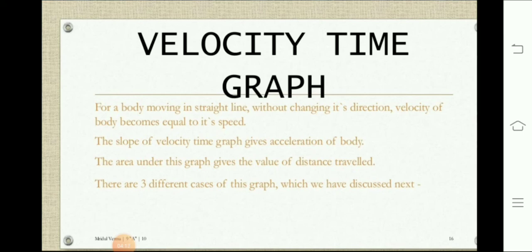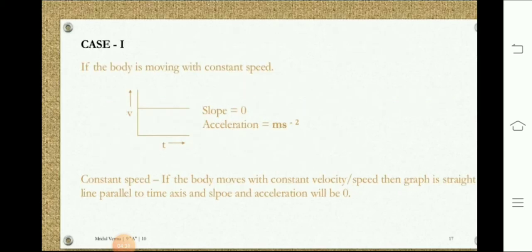Velocity time graph. Velocity will be on the y-axis and time will be on the x-axis. The slope of this graph will give you acceleration. The area under the graph will give you the distance covered, which I will explain later. So first understand, when a body is moving with a constant velocity, the slope will be 0.